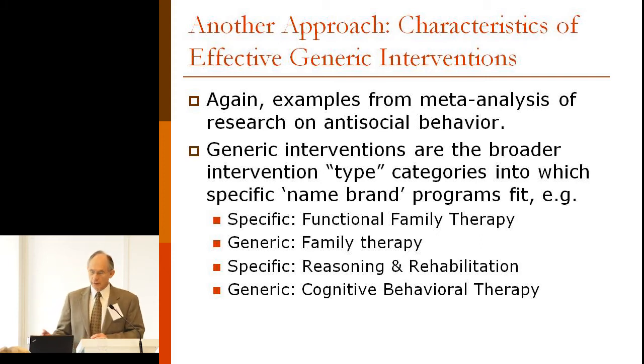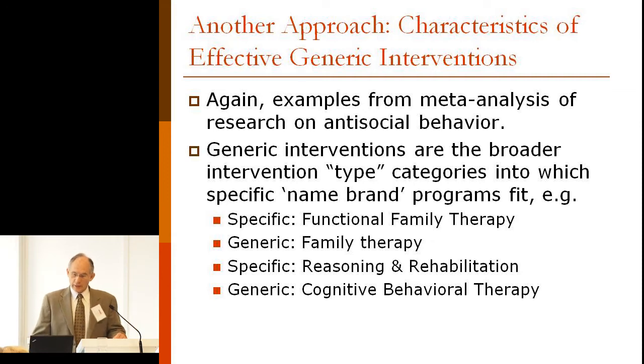Okay. Second approach here is to look a little more generically at the nature of our evidence on interventions and go beyond just the name brand programs. And again, I've got examples from meta-analysis on antisocial behavior. What I mean by generic interventions here are the broader intervention type categories within which the familiar evidence-based interventions fall. So for example, functional family therapy is an evidence-based intervention that appears on almost all of the registries and lists. The generic category here is family therapy. Reasoning and rehabilitation is an evidence-based cognitive behavioral program. The broader category is cognitive behavioral therapy programs for, say, juvenile offenders.